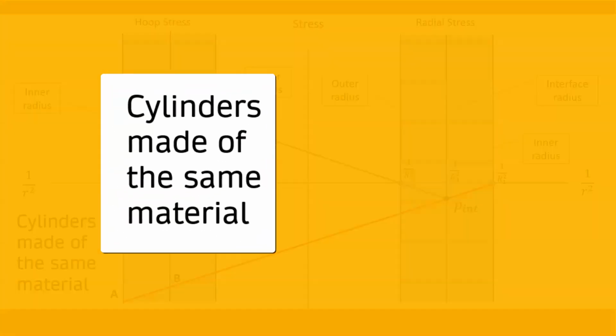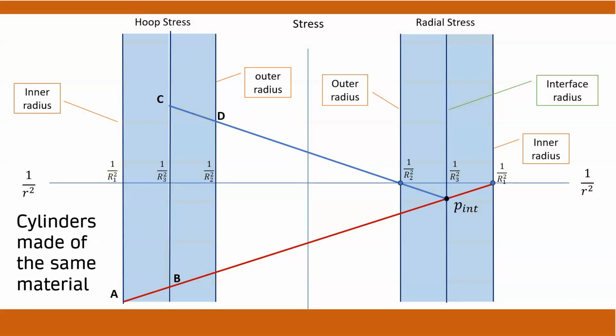You can see here the initial stresses, when there is no applied pressure. The stresses are only due to the interface pressure created due to the tight fit between the two cylinders. Suppose we apply a pressure of P inside the cylinder. Then, we see how to estimate the new stress levels in the two cylinders.